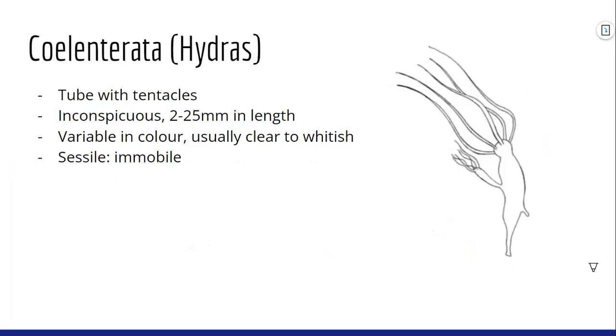So the Coelenterata, or hydras, are essentially the ones with tentacles. That's what it looks like here. They're inconspicuous, which means they're difficult to see. They're very small, 2 to 25 millimeters in length, and they can vary in color, but they're usually clear white in color. They're sessile, which means immobile. They sort of adhere themselves to different things in rivers and flowing water, so potentially a stick or something like that, and then they'll just hang on to that.